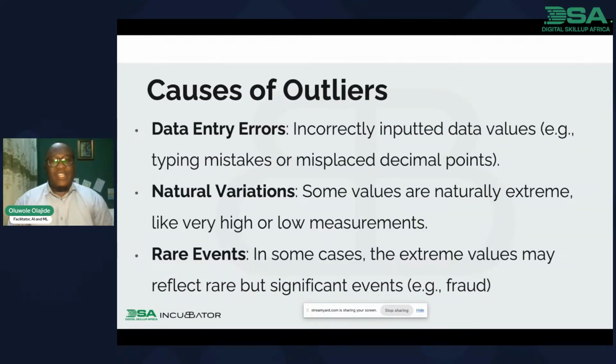Then there's natural variation. Some values are naturally extreme, like very high or low measurements. If we pick all of us now and check our height, you'll be surprised that among us there'll be somebody who is 4 feet. Then somebody will be like 7 feet. I don't think I've seen somebody 7 feet anywhere. I know my younger brother is 6.5. So, extreme cases.